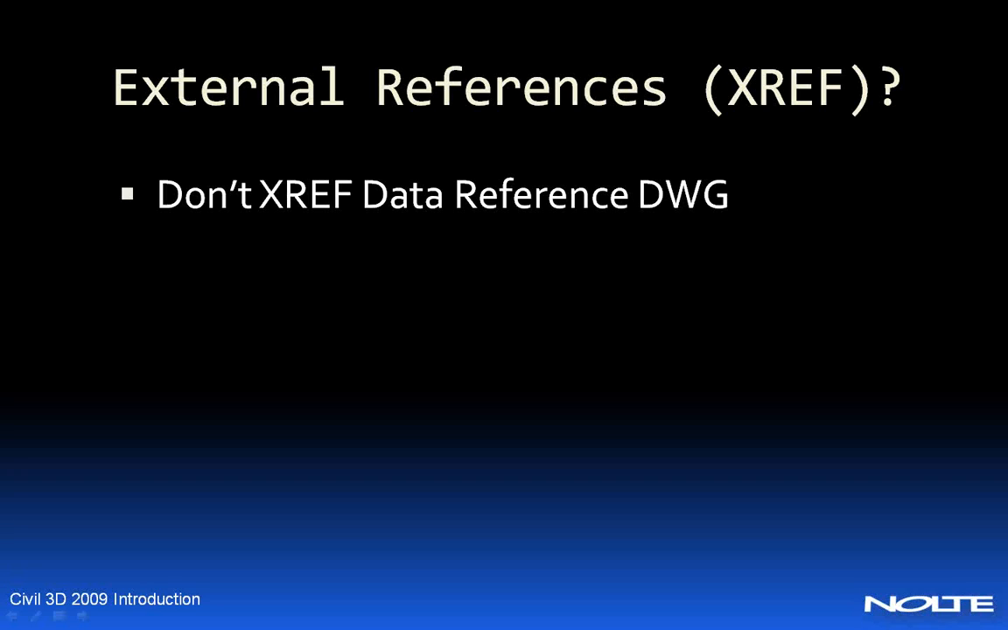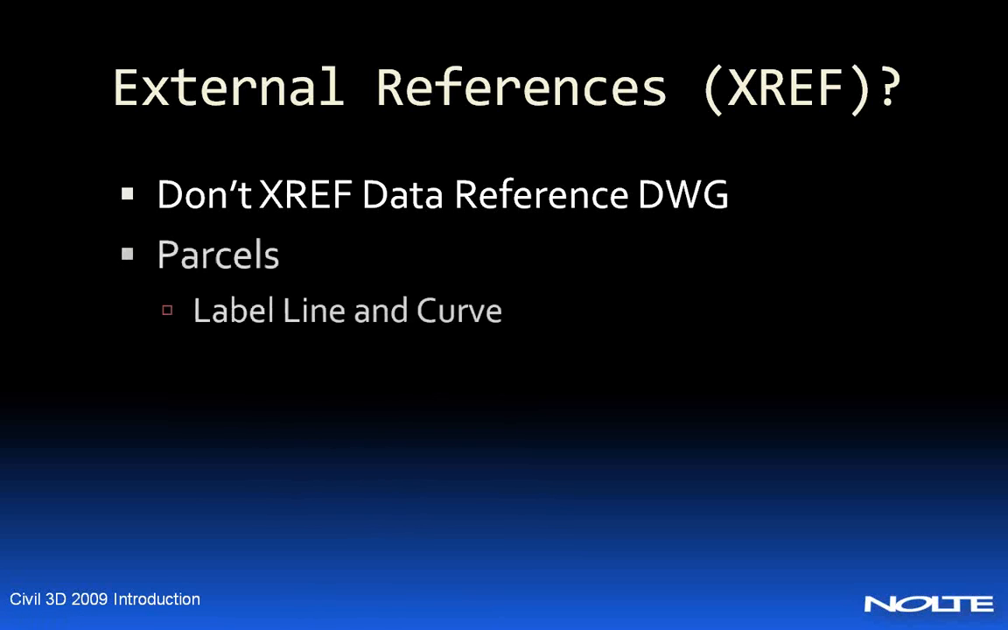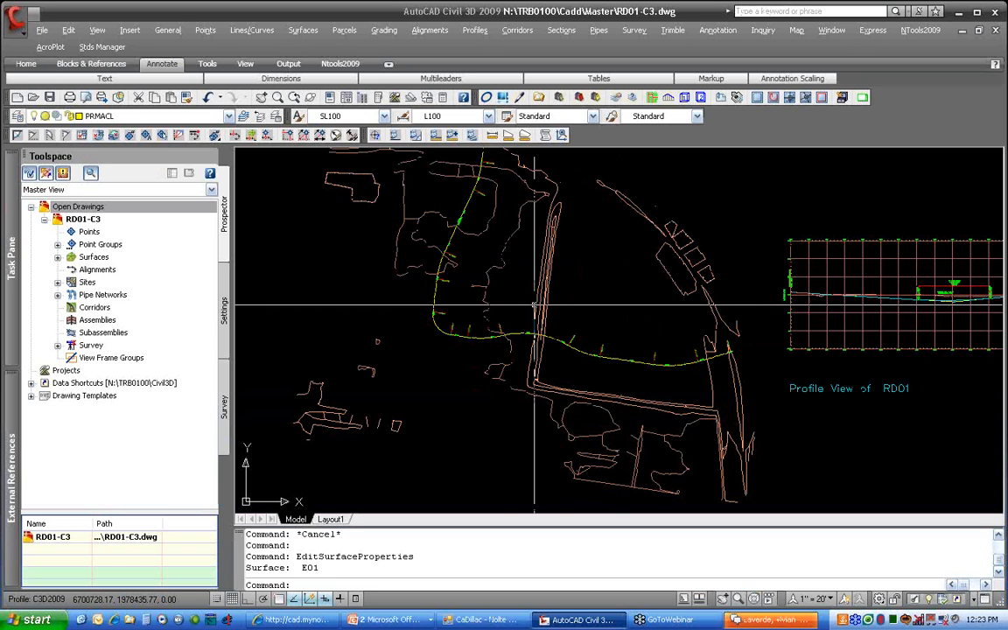Okay, use the styles. All right. What can we XREF in Civil 3D that will provide us some functionality? The first thing we do is we can XREF our parcel model, and we can label our lines and curves with that. All right, so let me jump over again back into Civil 3D.